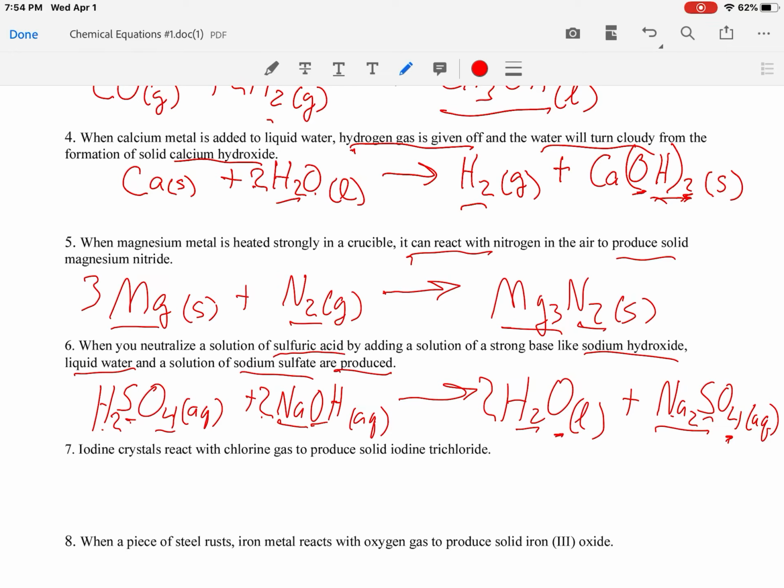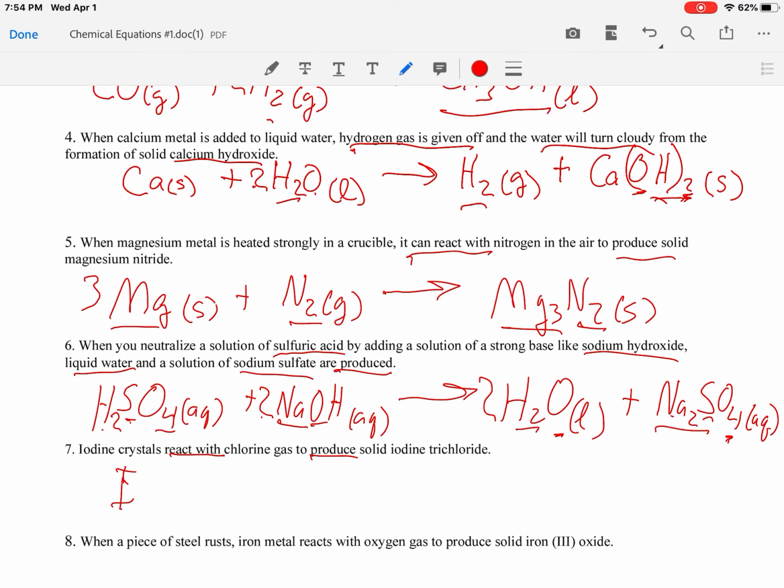Okay, moving on. Iodine crystals react with, so again, pretty obvious there. What are the reactants and what are the products? So iodine crystals, crystal means it's going to be in the solid state. And it's also one of those diatomics, as we saw earlier.